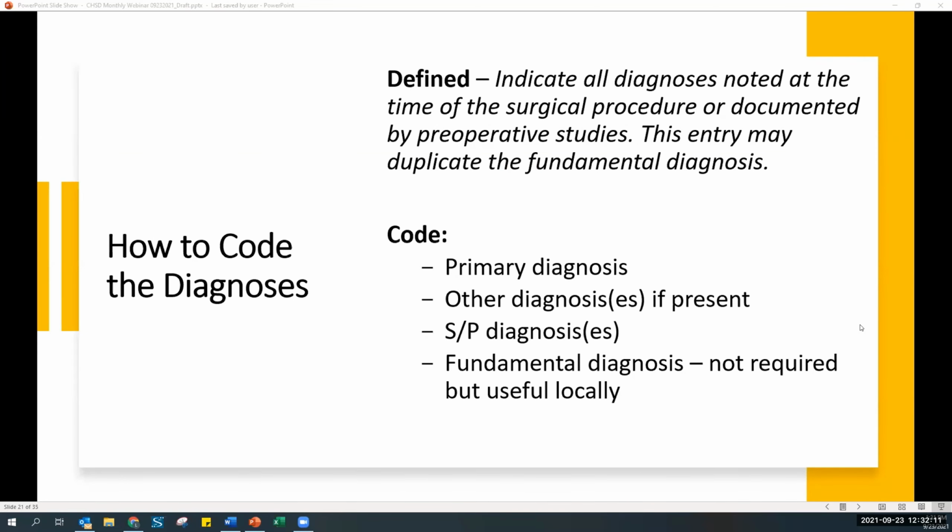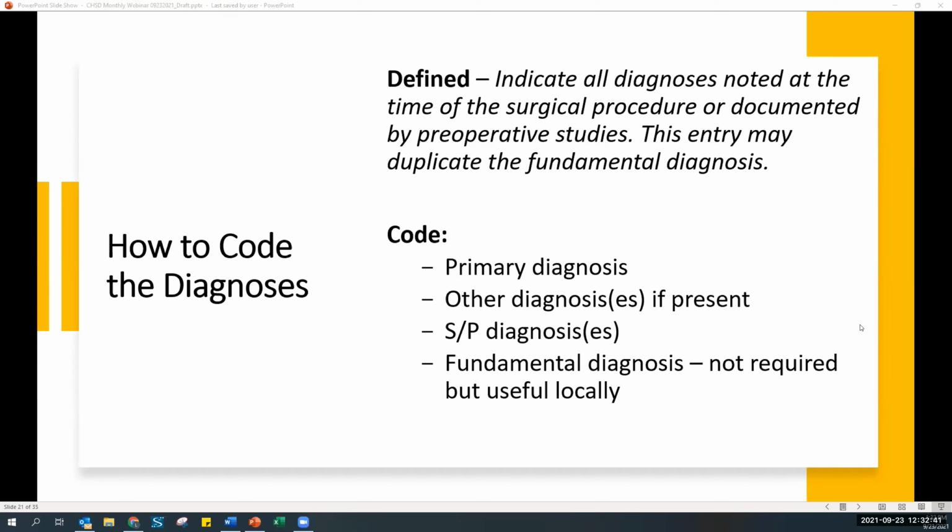Okay, and to finish up, how to code the diagnoses. And I think this has been an ongoing topic. I consider this somewhat the art and science of being a data manager. And I think that this is difficult and probably will bring more discussion and perhaps questions, but that's okay. So, defined: indicate all diagnoses noted at the time of the surgical procedure or documented by preoperative studies. This entry may duplicate the fundamental diagnosis.